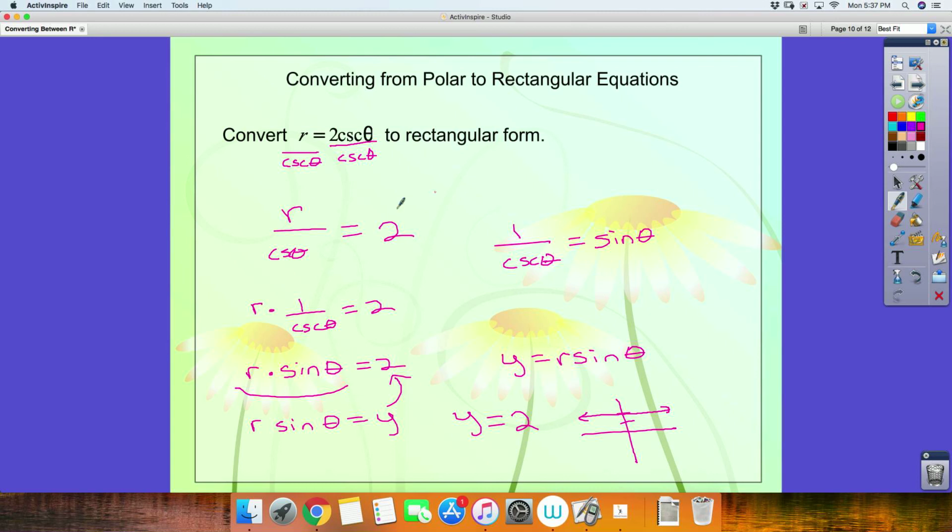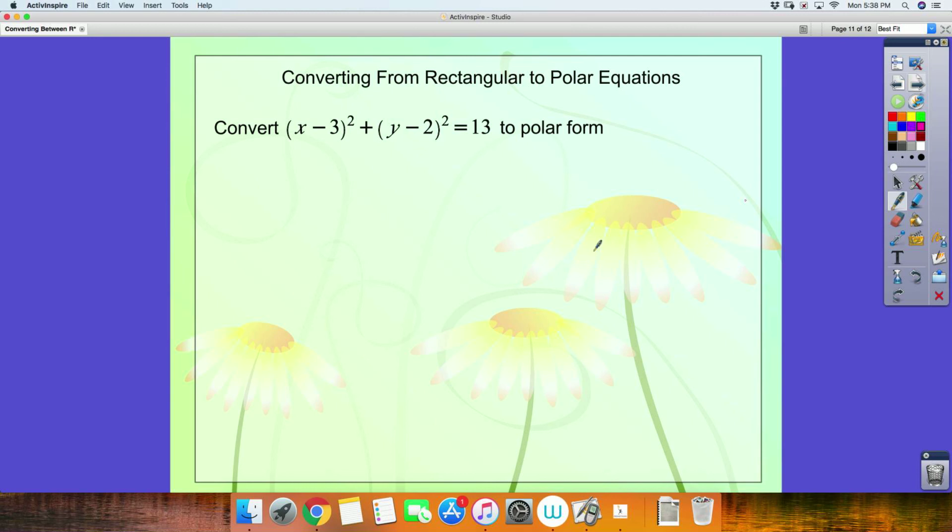So the key to success on these is just trying to manipulate the equation and getting some form of an identity that we can then substitute for. So just a couple more problems.